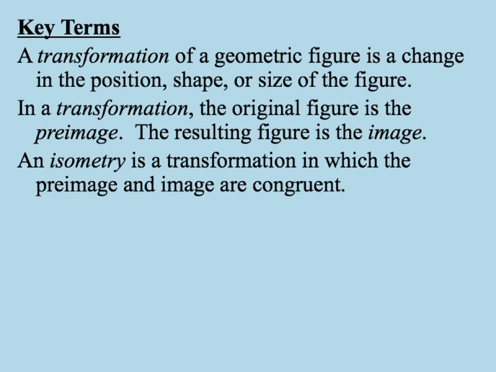But again, transformation is just changing the position, shape, or size of a figure. That's what chapter 9 is all about. And transformation of the original figure is called a pre-image, and then the resulting is called an image. And finally, if the pre-image and image are both congruent, it is called isometry.